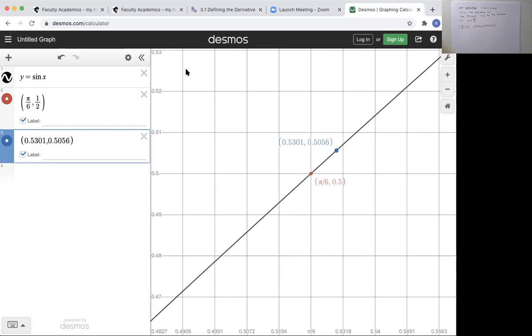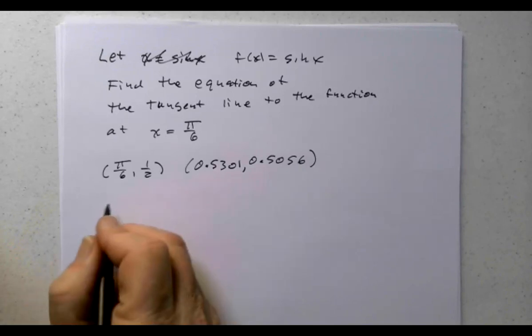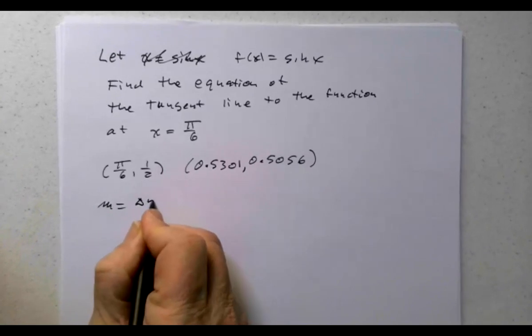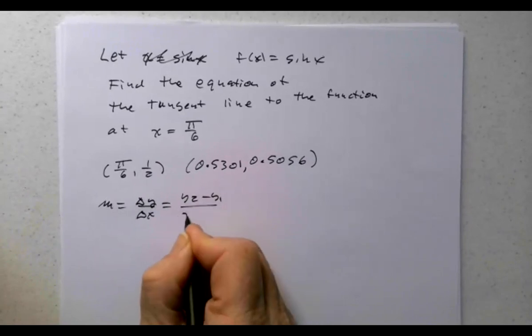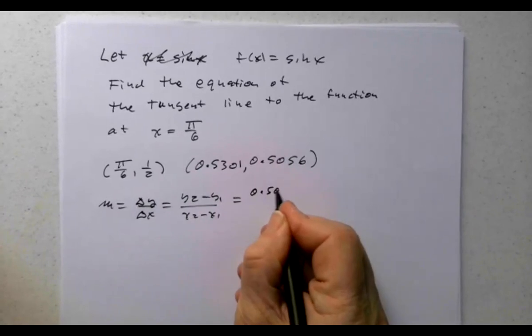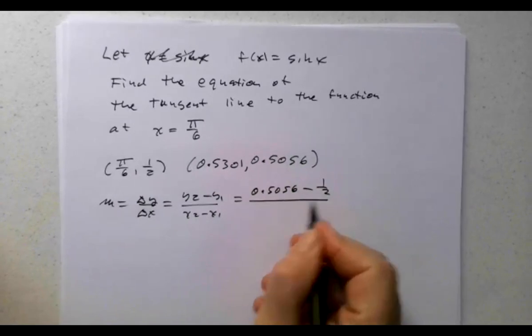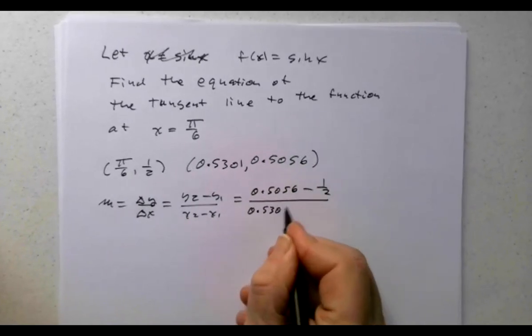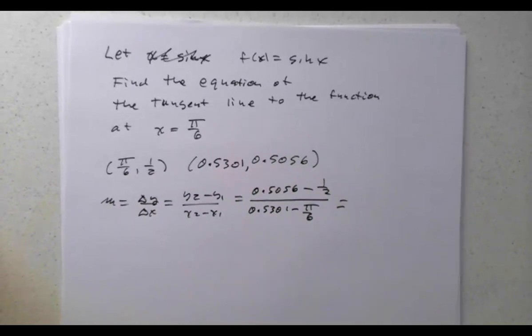So what are we going to do? We want to find the slope. Again, we have our point, pi over 6, 1/2, find the slope. We know slope is change in y over change in x. If you prefer, y2 minus y1 over x2 minus x1. So 0.5056 minus 1/2, which of course is 0.0056, divided by 0.5301 minus pi over 6, which gives me what? Maybe this is a good job for the graphing calculator.